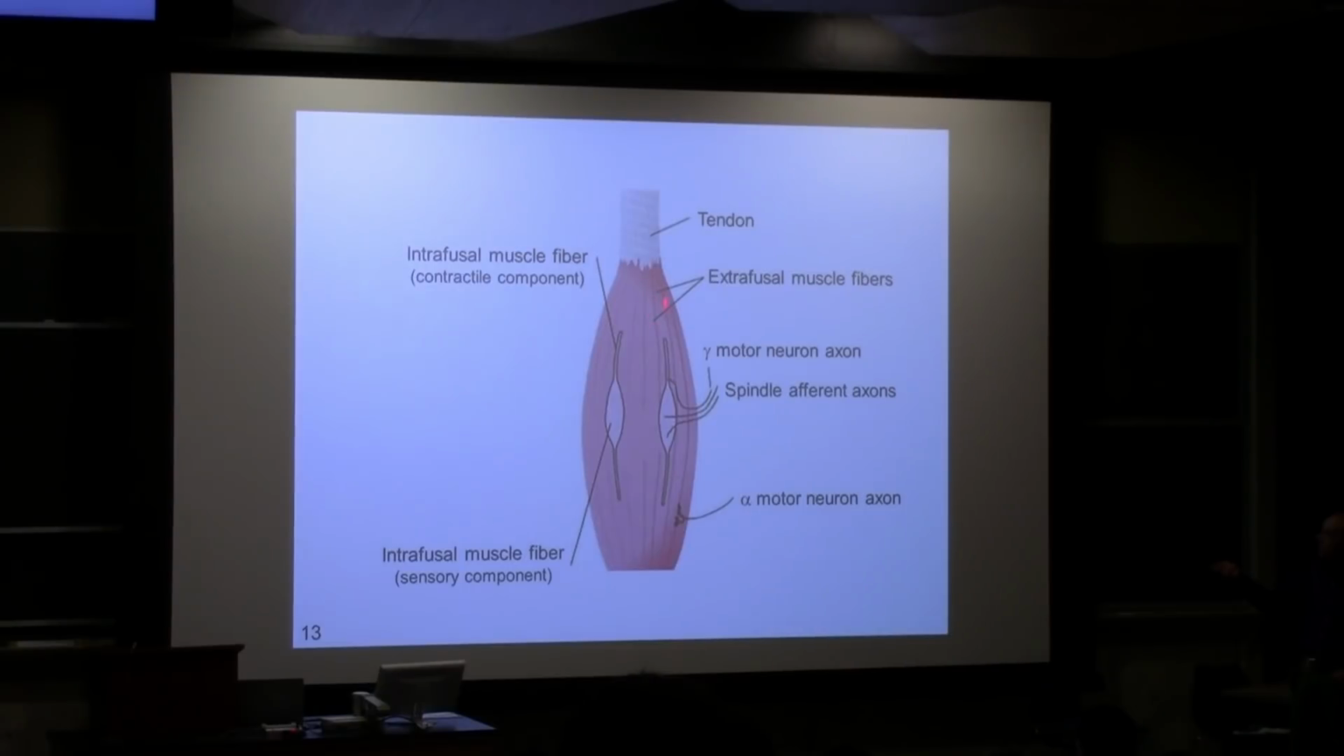The extrafusal fibers, when they're getting activated, generate force. So these extrafusal fibers are innervated by axons. They're called alpha motor neurons. When alpha motor neurons generate an action potential, the action potential comes to the extrafusal muscle fiber. This is what makes a motor unit, and through generation of that action potential, they generate a spike that becomes a twitch in that muscle. And that muscle then will produce force.